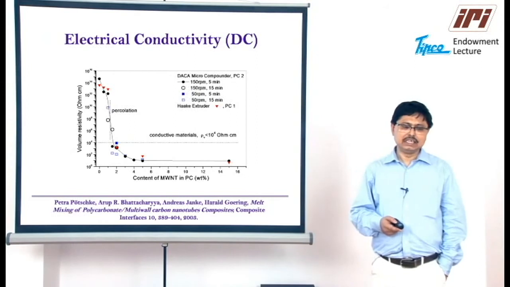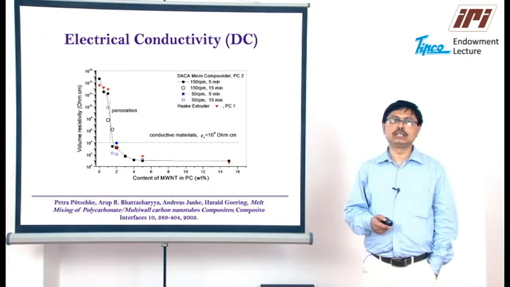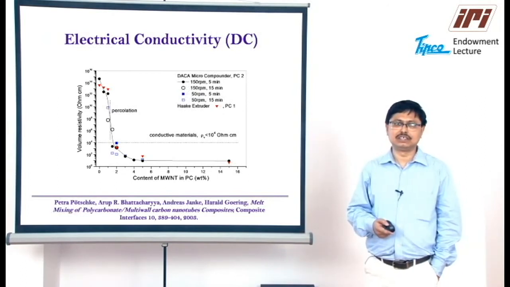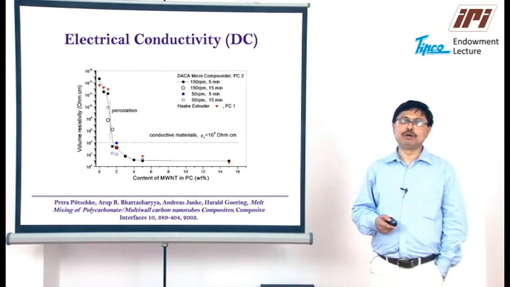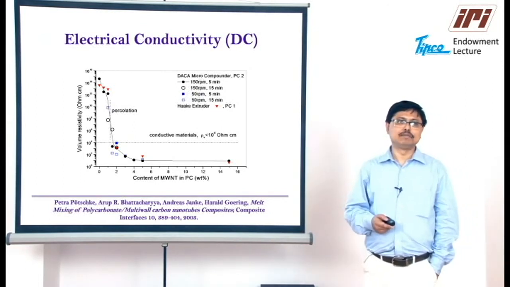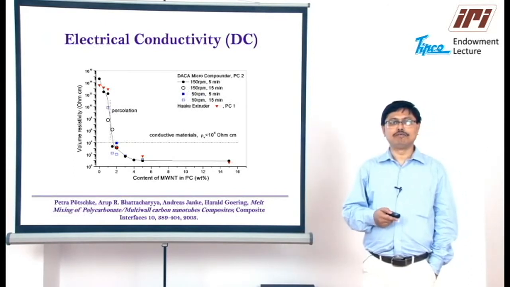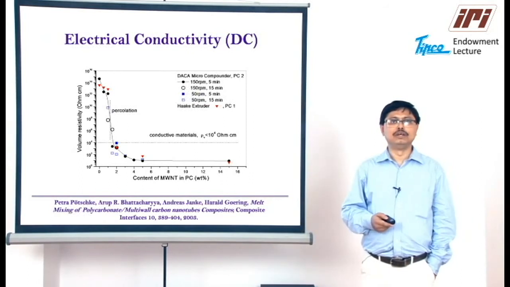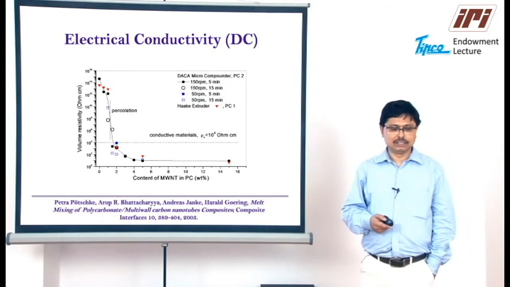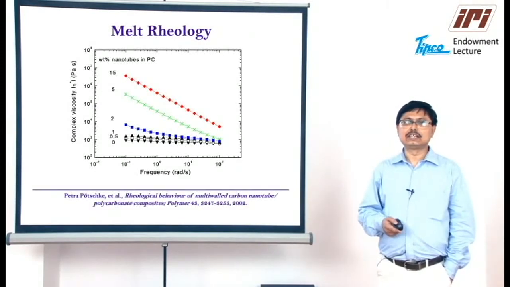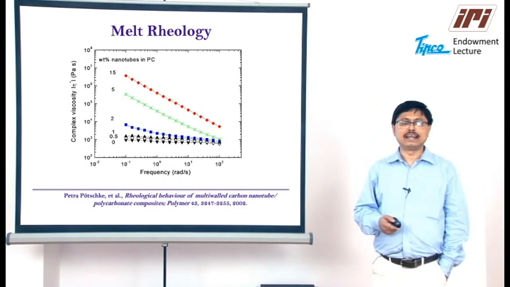So what you can see in this particular plot is volume resistivity as a function of multi-wall nanotube concentration, and one can find that close to 1 to 1.5% is the electrical percolation threshold, where the polymer composite of multi-wall carbon nanotube converts from insulating to electrically conducting composites. Subsequently, these composite materials were also characterized through rheological characterization.